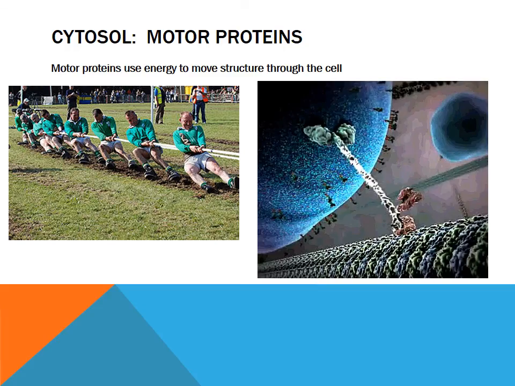In order to move things from point A to point B in the cell, because everything is moving for a reason, you're going to need a motor protein. Whereas microtubules would be like the rail system, you need something to ride on the rails. You need some engine. You have these little proteins like kinesins or dyneins that literally walk along a protein.